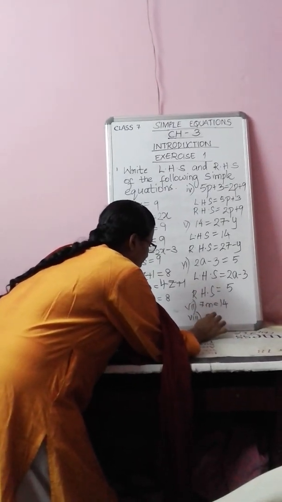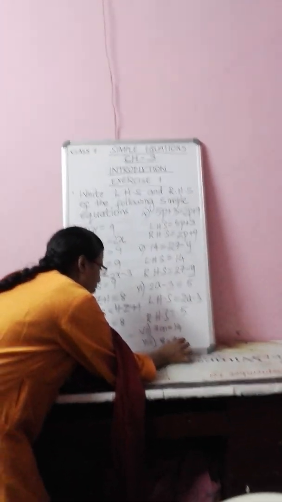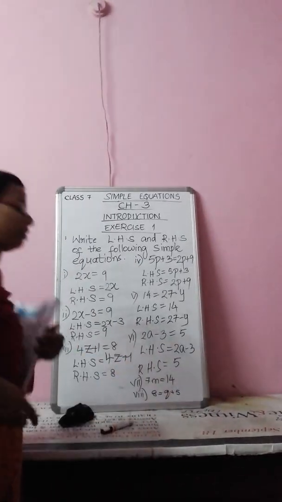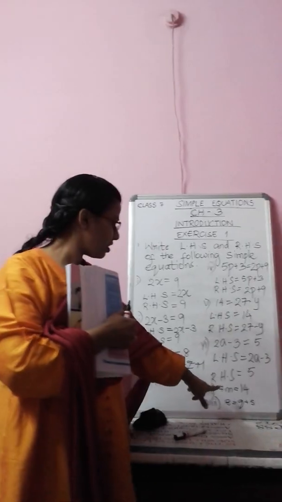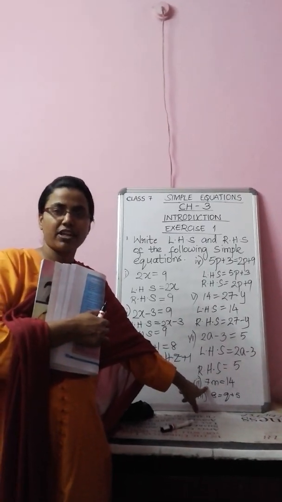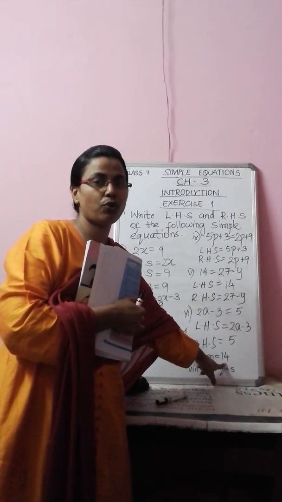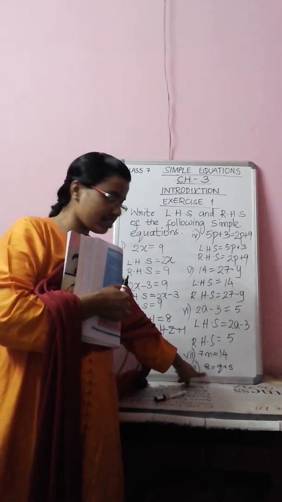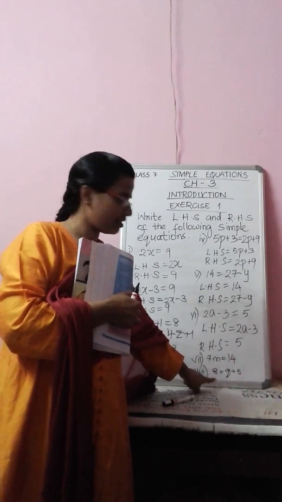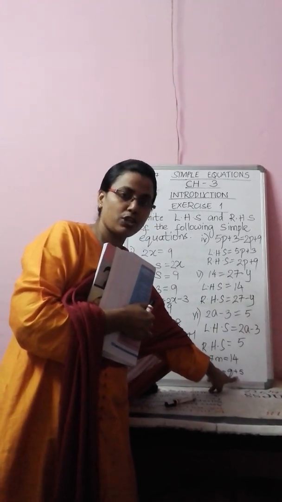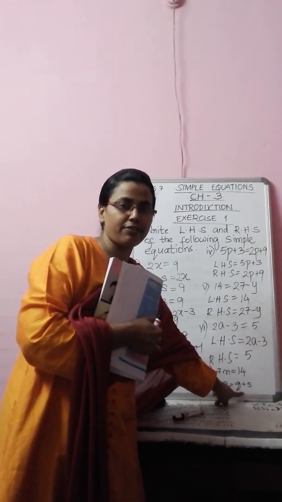Eighth one, 8 is equal to q plus 5. What is L.H.S here? 7m. Correct. What is R.H.S? 14. What is L.H.S here? 8. What is R.H.S? q plus 5.